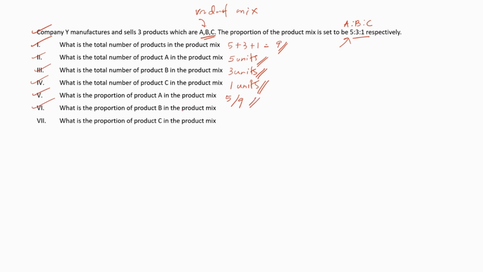What is the proportion of product B in the product mix? There are 3 units of product B in the product mix and the total number of products in this product mix is 9. So this is the proportion of product B in the product mix. Finally, we have to calculate the proportion of product C in the product mix. There is only one unit of product C in this product mix. So 1 divided by 9. This is the proportion of product C in this product mix.